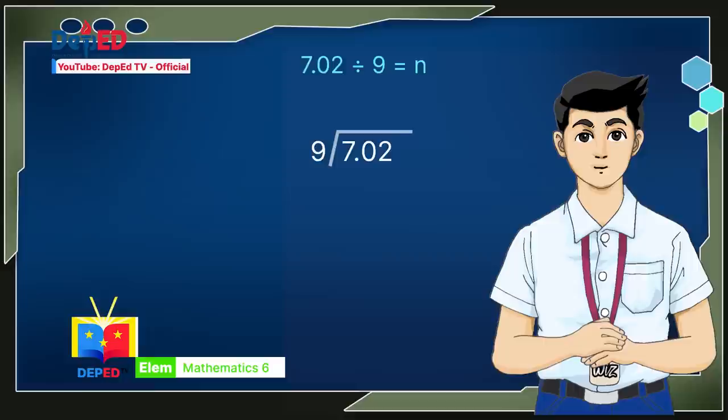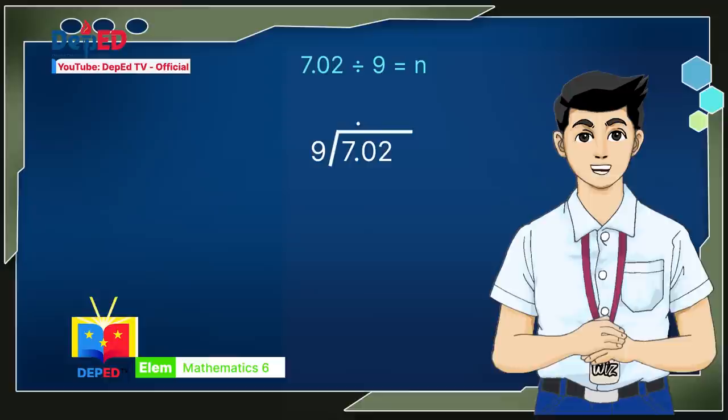For number 2, since the divisor is already a whole number, I just place the decimal point on the quotient directly above the decimal point of the dividend and proceeded to dividing both numbers like whole numbers. Then, I divided 7 by 9. Since 7 is less than 9, the answer is 0. Next, I multiplied 0 by 9, which is equal to 0.